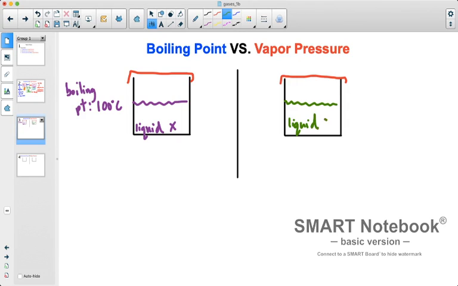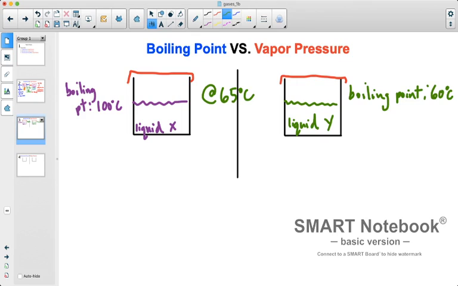I need to manipulate the nature of the particles, or the nature of the liquid. And this liquid Y now has a boiling point of 60 degrees Celsius. Now that I have this setup, we're going to say that the room temperature of the room is now at 65 degrees Celsius.